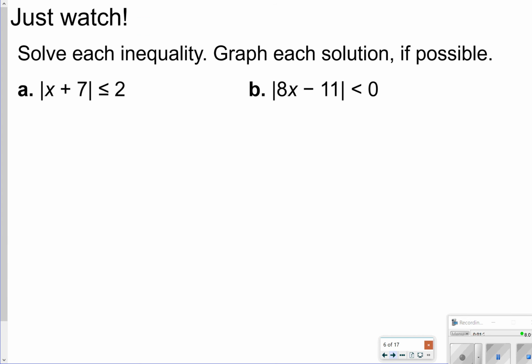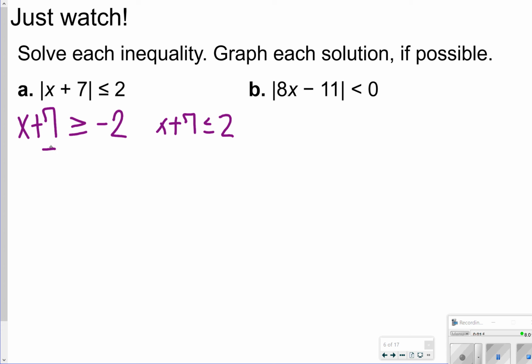Alright, so here are 2 examples. The first thing we're going to do is go ahead and solve letter A. Remember what you just wrote down. The first thing we're going to do is change it so that we're switching the inequality symbol and the number to the right will be its opposite. So the first thing we'll switch, we'll say x plus 7 is greater than or equal to negative 2. But the other one will just be the same. X plus 7 is less than or equal to 2.